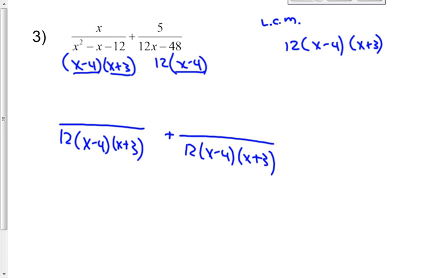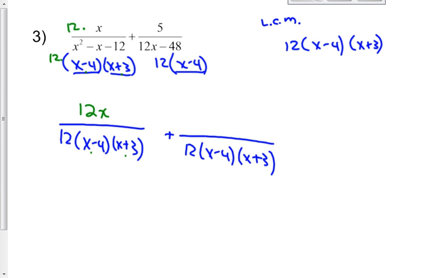Now I look for missing pieces. What is missing from the first fraction? So to get from x minus 4, x plus 3 into 12, x minus 4, x plus 3, what's the only thing that's missing? 12. So I need to multiply the first fraction by 12, top and bottom. That gives me a new top of 12x.